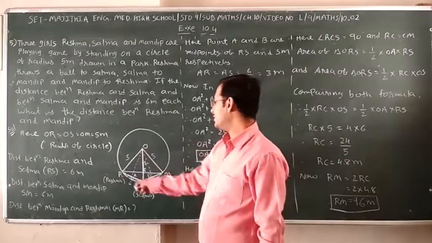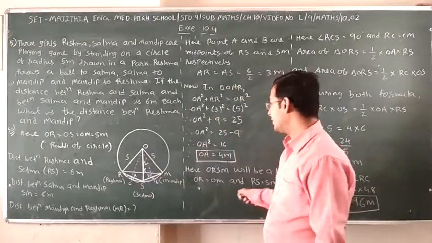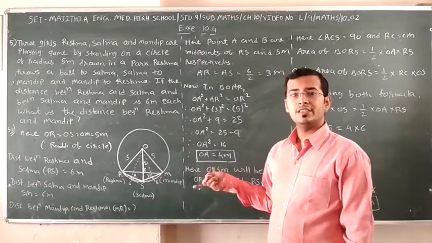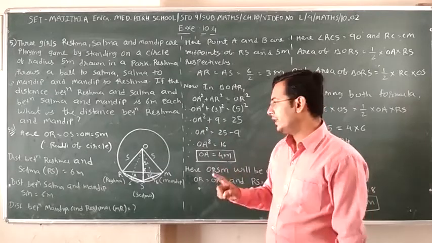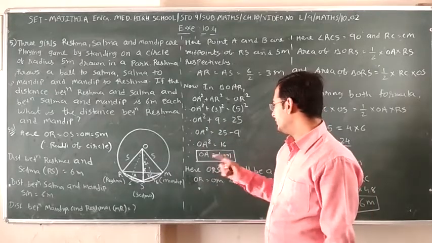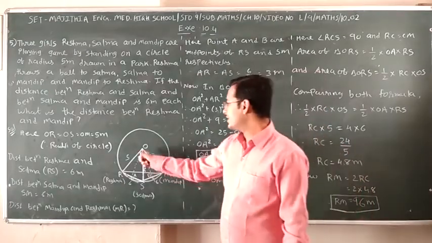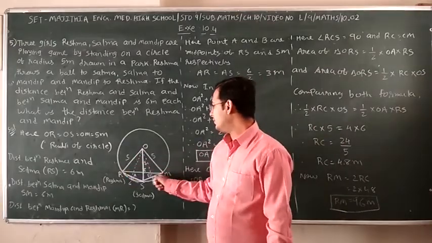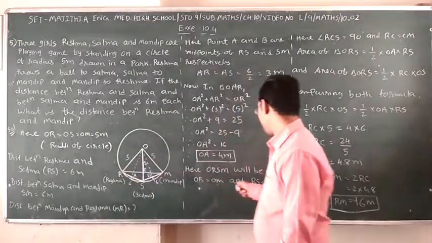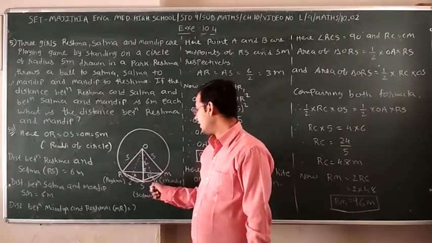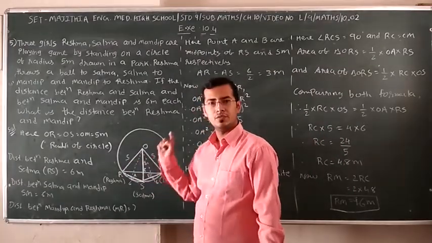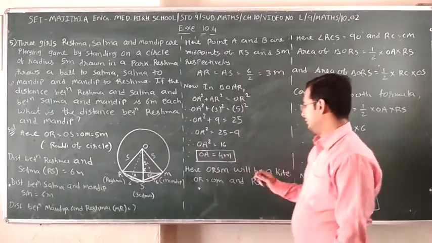Here ORSM is the shape of a kite. Kite means what? The adjacent sides are equal, but opposite sides are not equal. Here also that is true. The adjacent sides OR and OM are equal, RS and SM are equal, but the opposite sides SM and OR are not equal because one is 6 and the other is 5. So that is our kite definition.